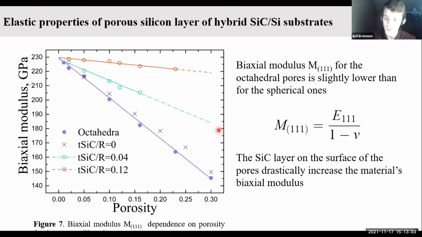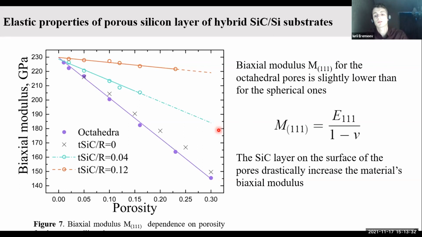Calculations show the porous silicon to have three independent elastic constants. The dependence of the biaxial modulus on the porosity is shown in the figure. The biaxial modulus in the octahedral pores model is slightly smaller than for the spherical pores. So the biaxial modulus of the porous layer decreases by about 35% for porosity of 30%.